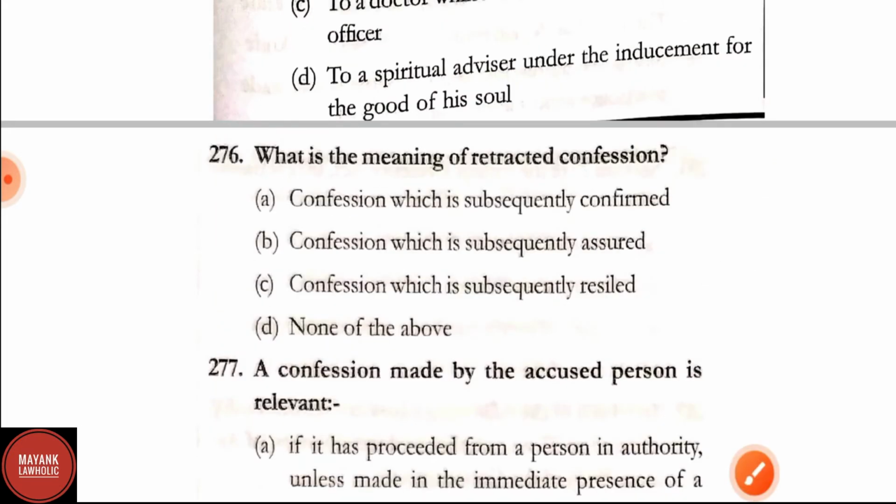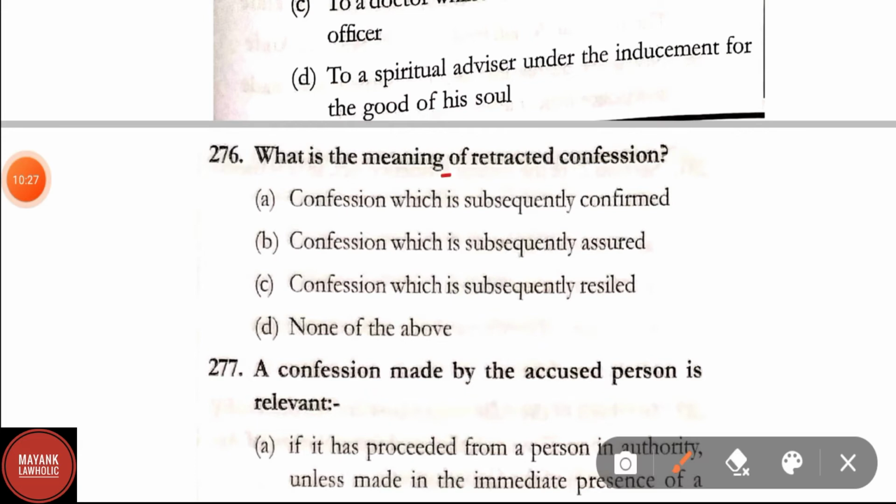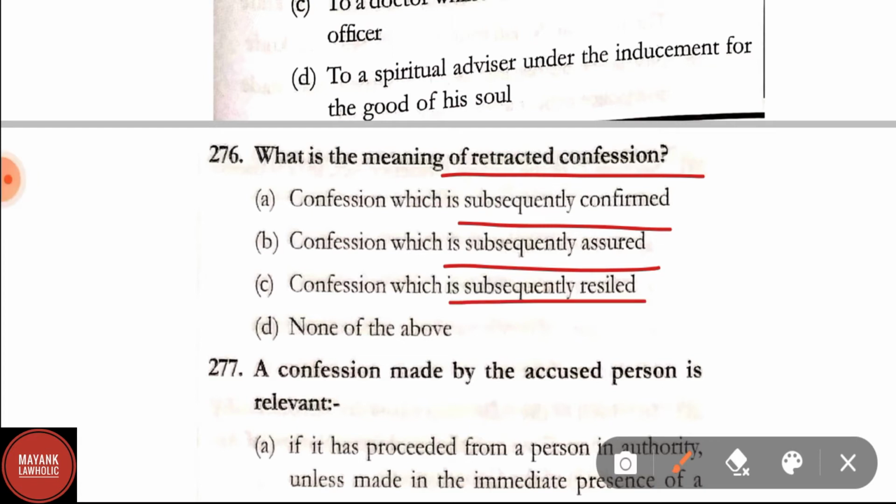Question number 276. What is the meaning of retracted confession? Option A. Confession which is subsequently confirmed. B. Confession which is subsequently assured. C. Confession which is subsequently resiled. And option D, none of the above. Here the correct answer is option C, confession which is subsequently resiled.